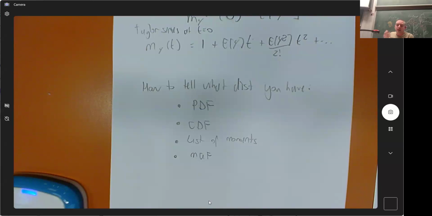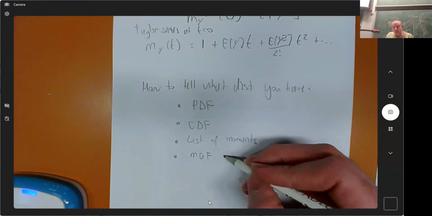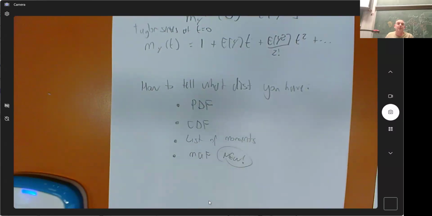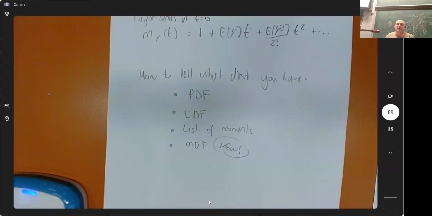And for example, if you have a probability distribution and you want to know that you haven't got a particular one, you can find the CDF at one specific spot. And if it's the wrong answer, then it's the wrong distribution. So yeah, these are ways to tell. And we've just added this new and improved way of telling whether things are the same distribution.